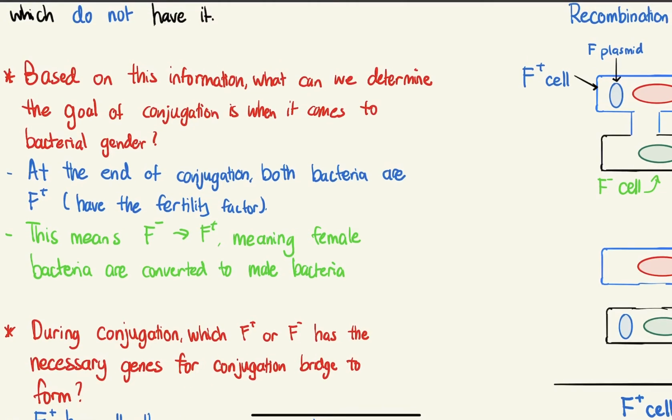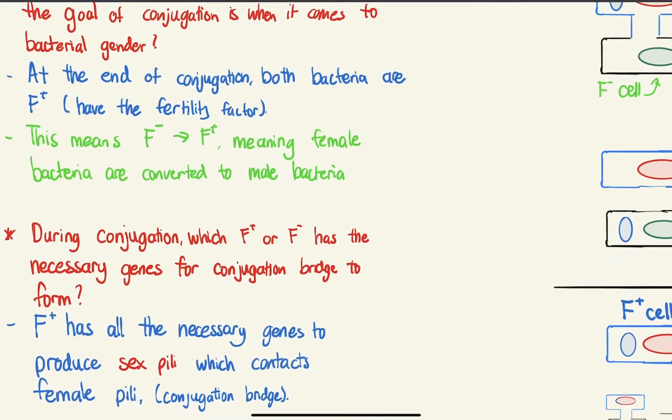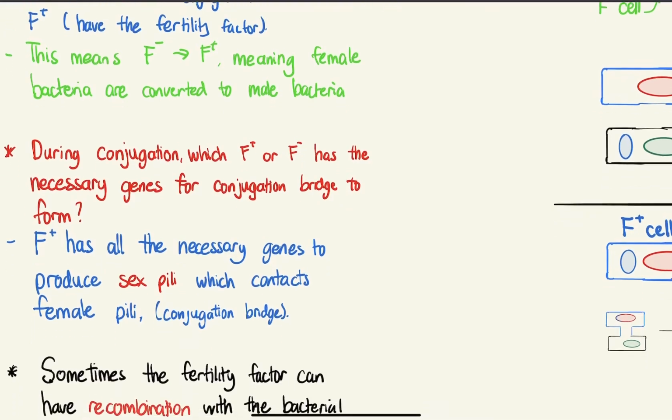During conjugation, which one, the male or the female, has the necessary genes for the conjugation bridge to form? Obviously, the male possesses these extra genes needed to build a conjugation bridge, because if you don't have the extrachromosomal fertility factor, there's no point in having the genes to build a conjugation bridge. So the F plus has all the necessary genes to produce sex pili, which contact the female pili, and once the sex pili and the female pili contact one another, the conjugation bridge is formed.